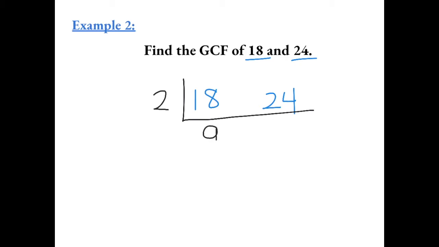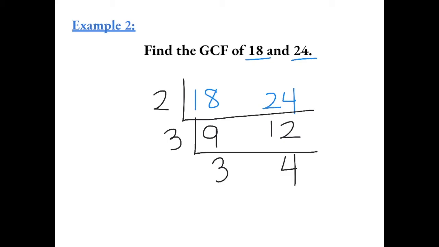18 divided by 2 is 9. 24 divided by 2 is 12. Now we're going to do it again and keep going until we have all prime numbers. 9 and 12 can both be divided by 3. 3 goes into 9 3 times. 3 goes into 12 4 times.